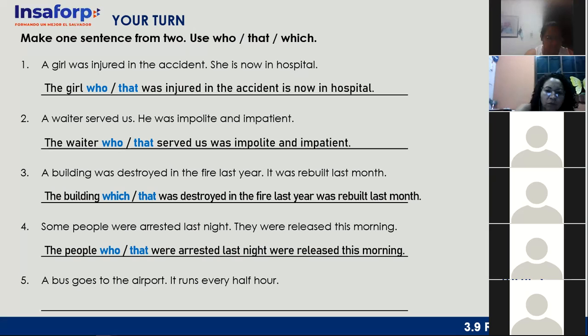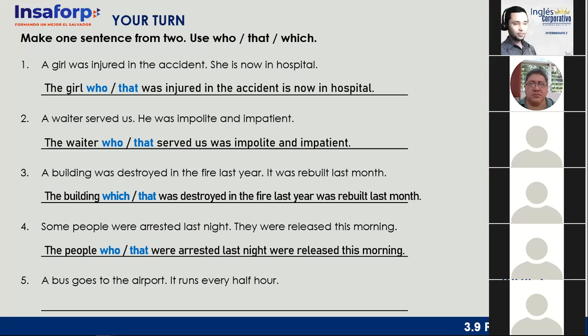Sería the bus which or that goes to the airport runs every half hour. The bus that goes or which goes to the airport runs every half hour. That is correct. Okay, very good. Excellent. Everybody, thank you for your participation in this exercise.